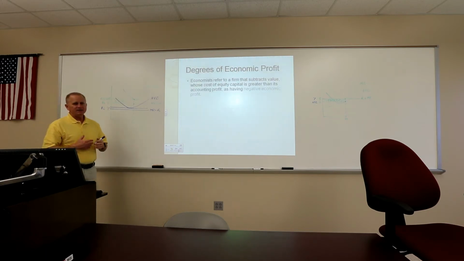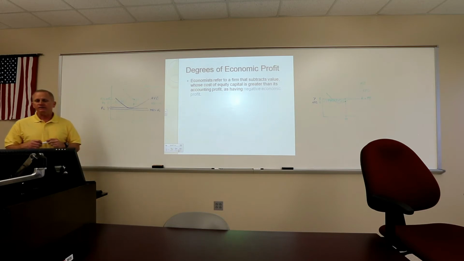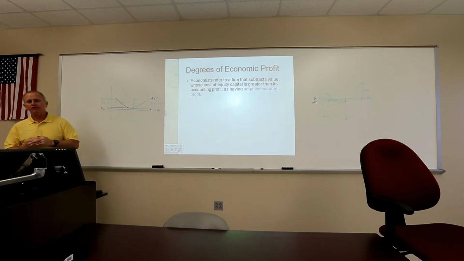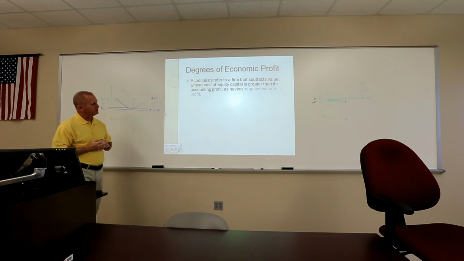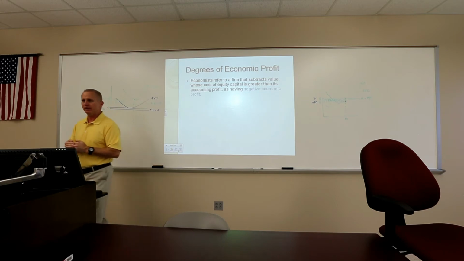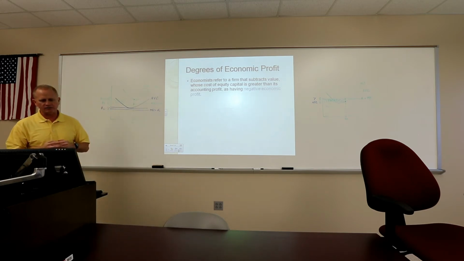There are different kinds of profit. We call them economic profit. It's different than accounting profit. And there are degrees of it. Economists refer to a firm that subtracts value, whose cost of equity capital, financial capital, is greater than its accounting profit, as having a negative economic profit. A graph will show this better. I think there is a graph on the next slide.